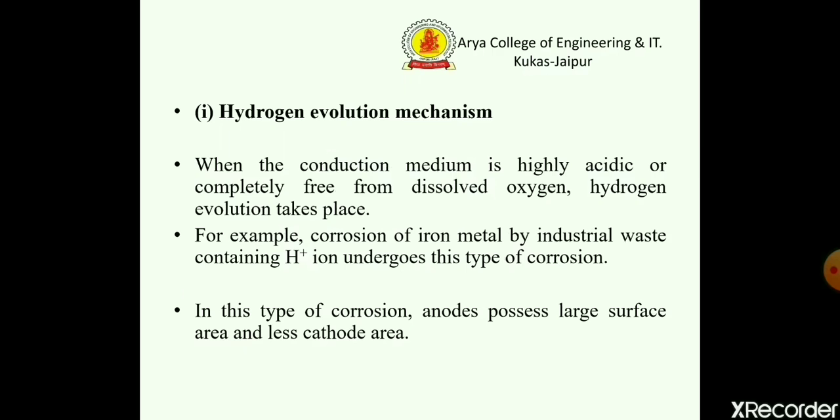The first is hydrogen evolution mechanism. When the conduction medium is highly acidic or completely free from dissolved oxygen, hydrogen evolution will take place. For example, corrosion of iron metal by industrial waste containing hydrogen ion undergoes this type of corrosion. In this type of corrosion, the anode has a large surface area and the cathodic area is less.